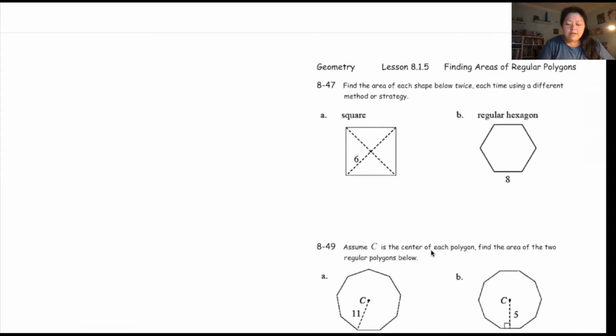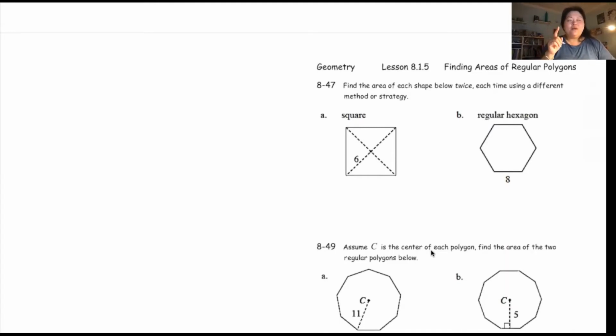Okay, we are now on lesson 8.1.5, finding areas of regular polygons. So far you had a couple of formulas, finding areas of triangles, rectangles, parallelograms, trapezoids, right? So how do we use what we have plus trig and right triangles?